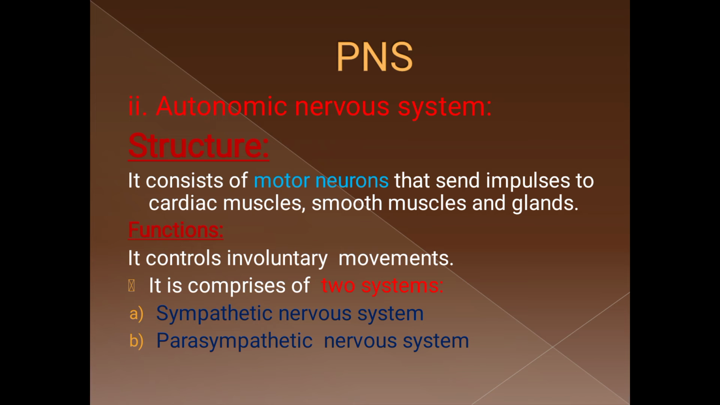Autonomic nervous system. It consists of motor neurons that send impulses to cardiac muscles, that is heart muscle, smooth muscles, and glands. What are the functions of the autonomic nervous system? It controls involuntary movements, the movements which are not under a person's control. It comprises two systems: sympathetic nervous system and parasympathetic nervous system.